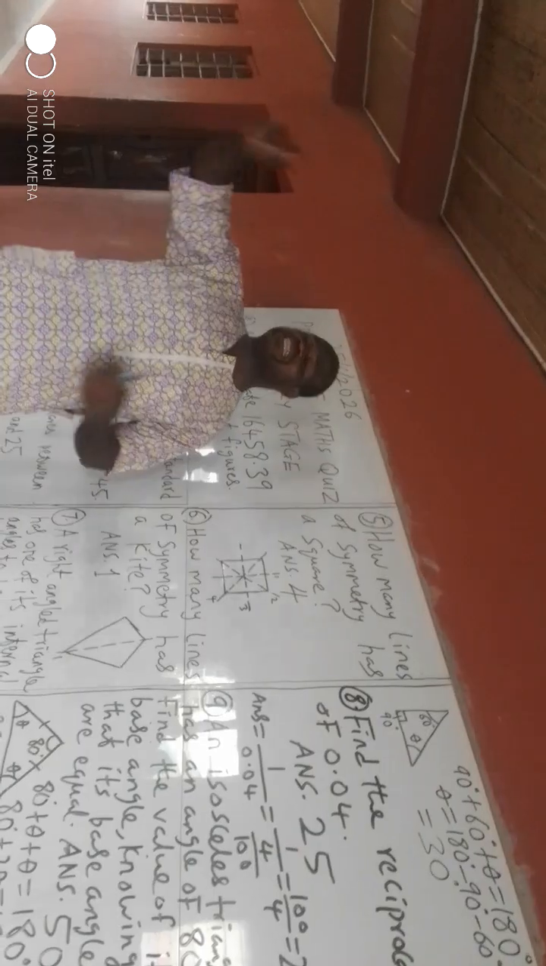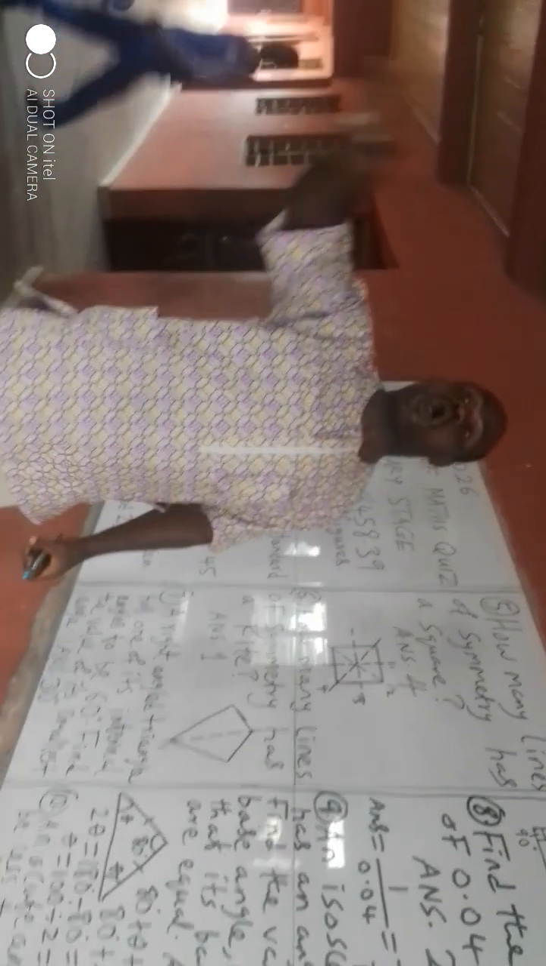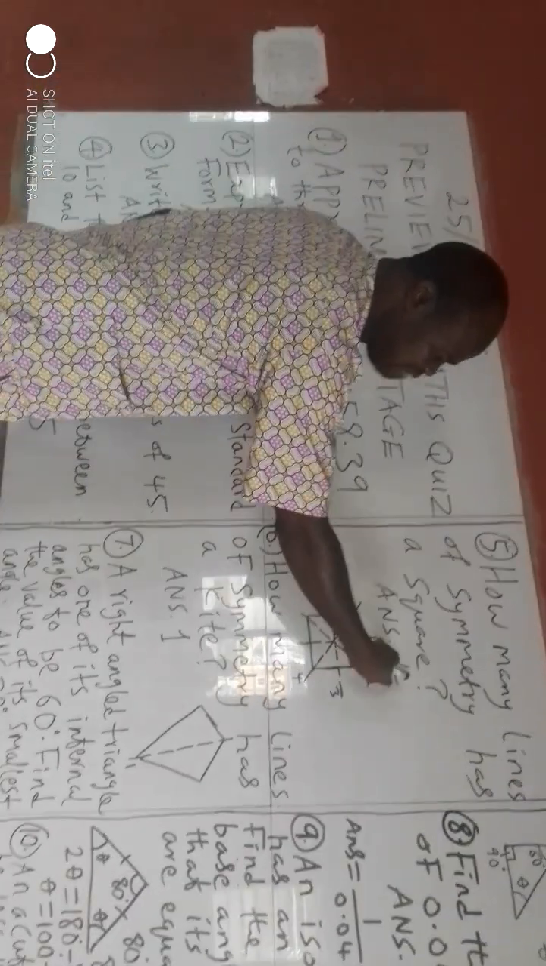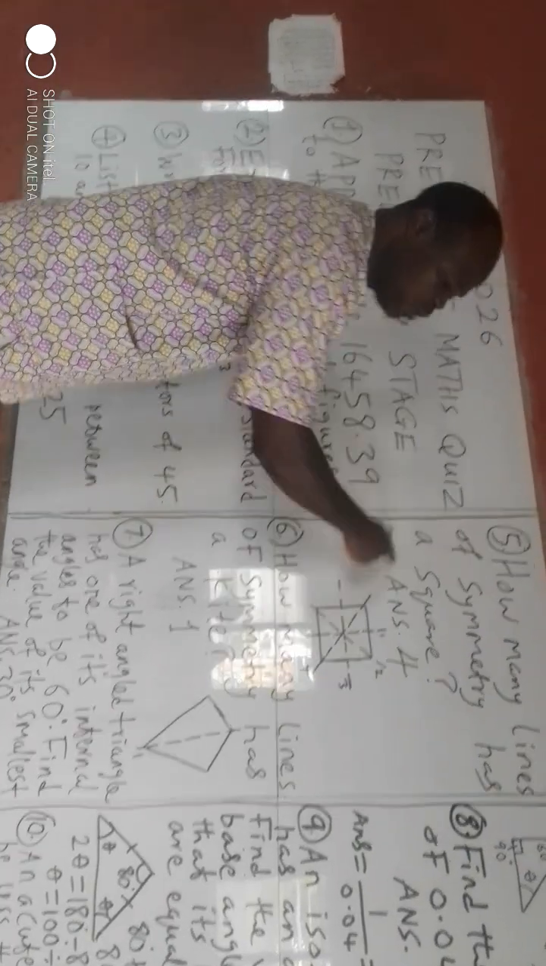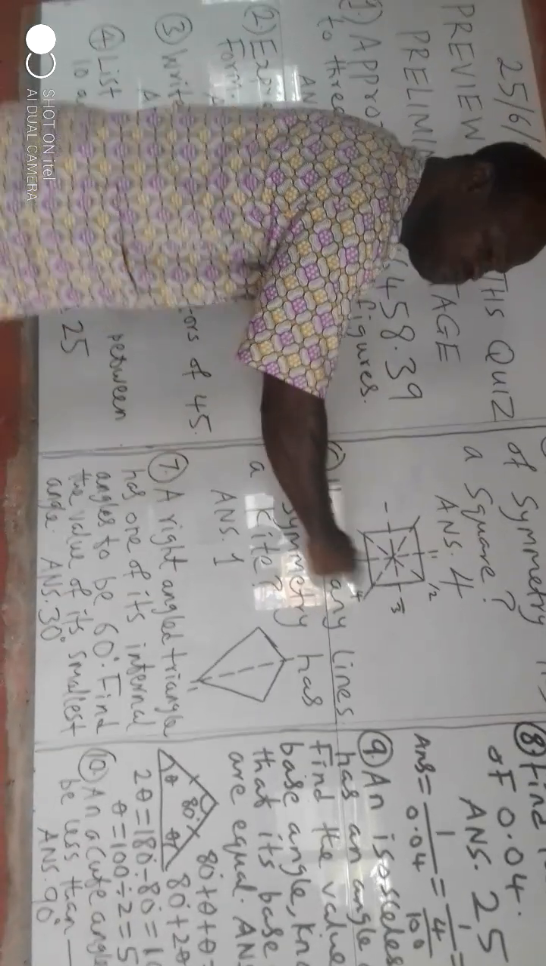Lines of symmetry. First, a line of symmetry is a line that divides a figure into 2 equal parts. I repeat. A line of symmetry is a line that divides a figure into 2 equal parts. Now, this is a square of 4 equal sides. A square can be divided like this into 2 equal parts, like this, like this, and like this. So how many lines of symmetry does a square have? 1, 2, 3, 4.